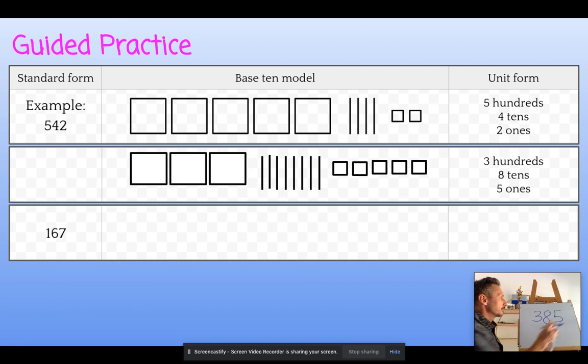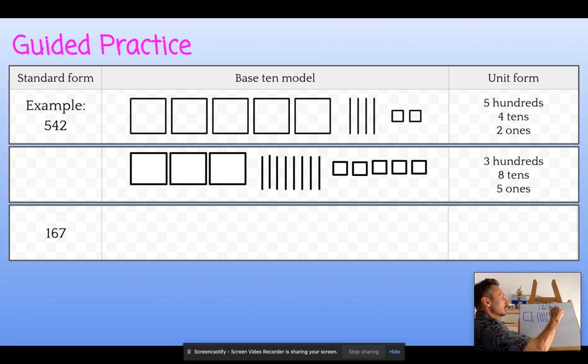Okay, great job. All right, let's do the next one together. This next one says it's 167. So I'm going to write that up at the top. Okay, there. And I need to make that in my base 10 model. So let's do that part together. Check up on my board here. So I'm going to make 100. Okay, and I'm going to have 6 tens. So let's count them. 10, 20, 30, 40, 50, 60. There we go. And I have 7 ones.